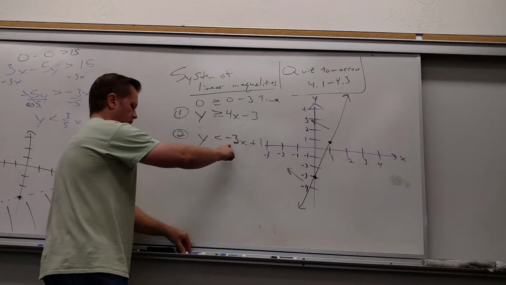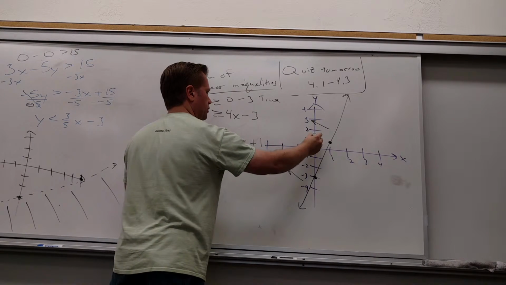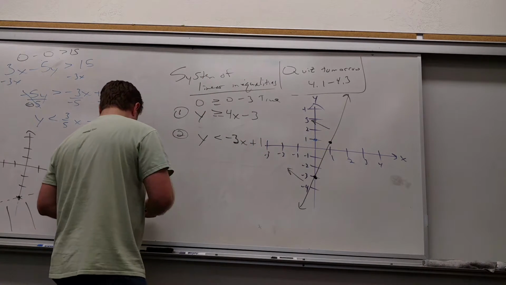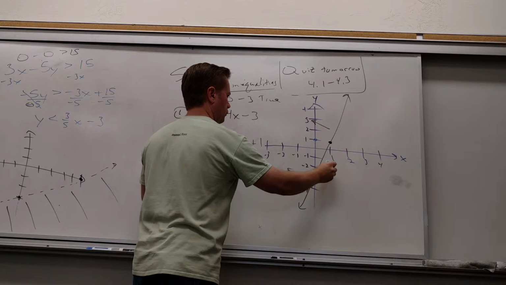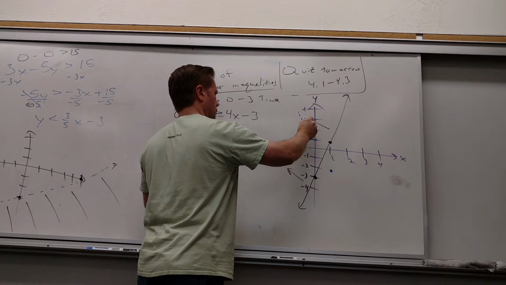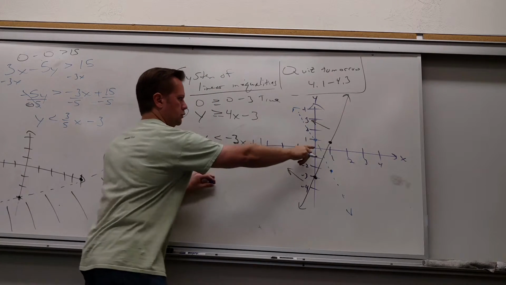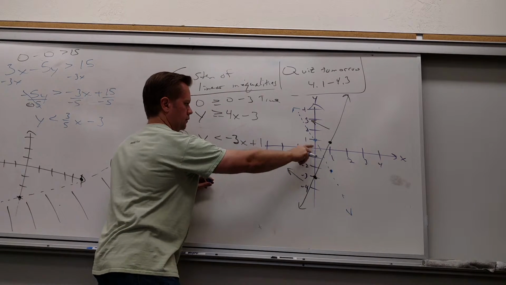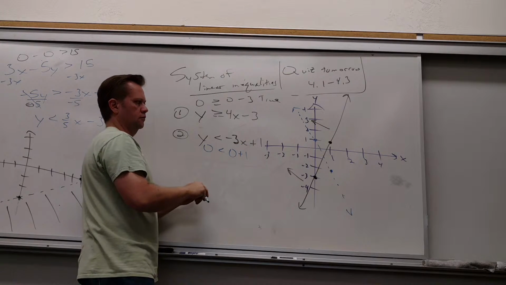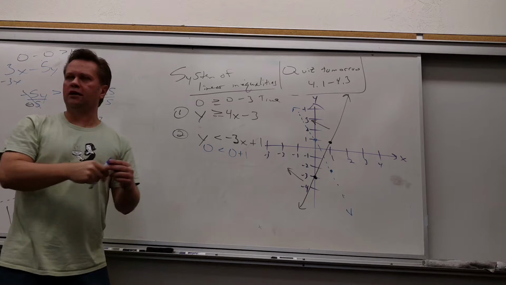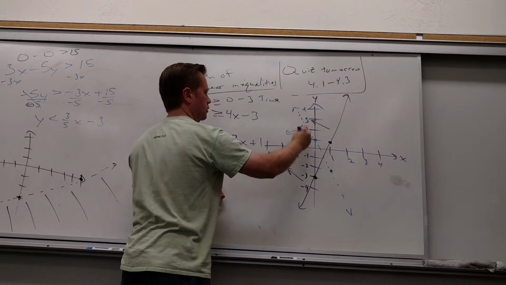What about this guy? What do I know about him? Slope is -3 and the y-intercept is 1. Go down 3, 1, 2, 3, over 1. And it's going to be dashed or dotted, however you want to say it. And 0, 0 is here, right? So when I plug in 0, is 0 less than 0 plus 1? Is 0 less than 1? Yes. 0 is less than 1. So then I'm going to shade in the direction of that, and put my arrows there.